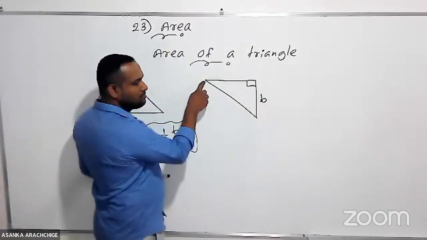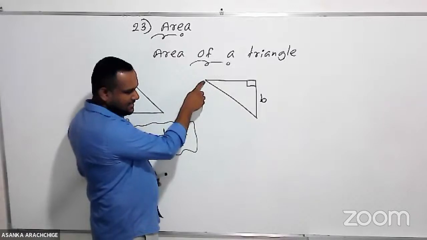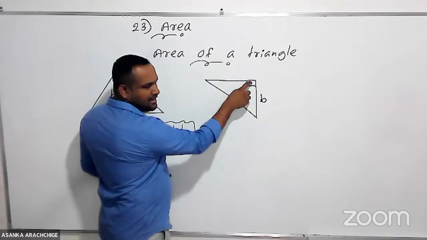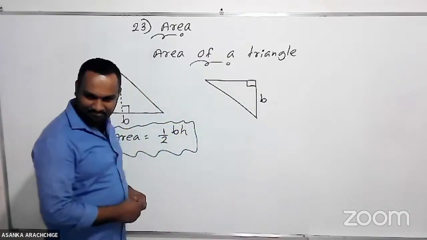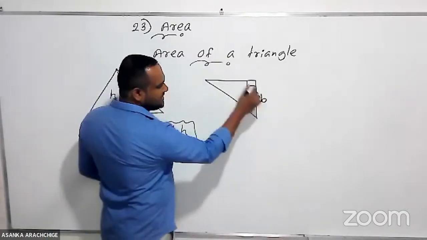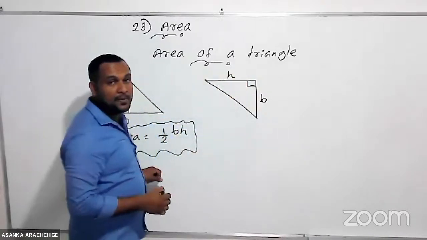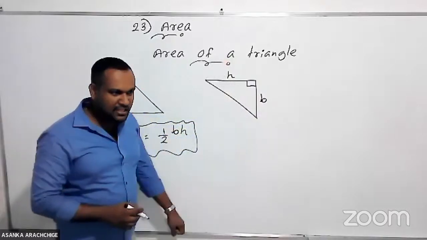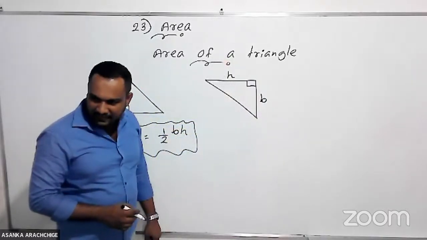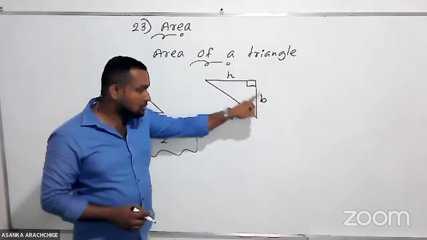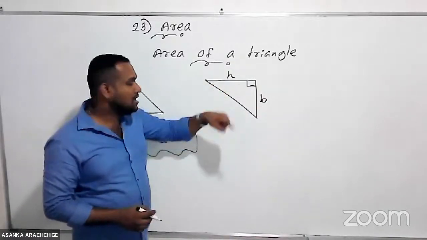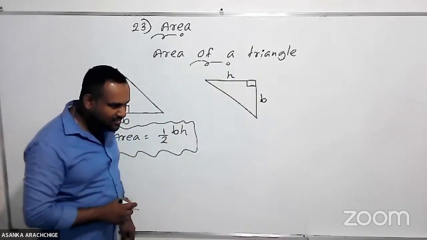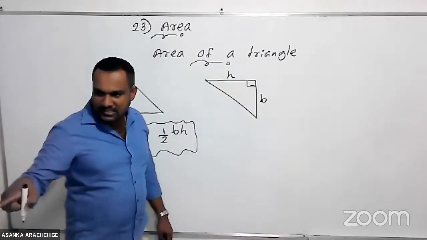If this becomes the base, this is the opposite vertex, and from it this side already makes a right angle. Therefore, if this is the base, this is the perpendicular height. If this is the base, this is the perpendicular height. Is that clear?